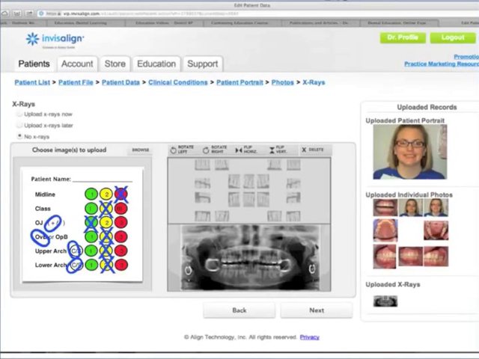So very simply, as you get to the point of uploading your photographs, you'll see how we already have the patient's photographs uploaded here. It's time to upload x-rays. So you will upload your Panorex or your FMX, and then there is a second option of uploading a cephalometric x-ray to the x-ray field inside your prescription.